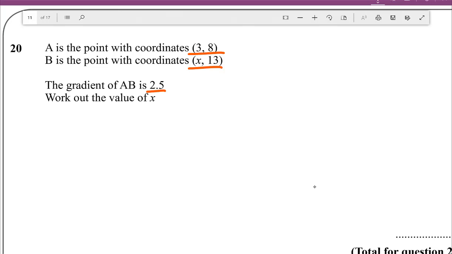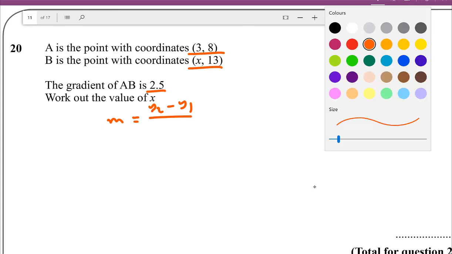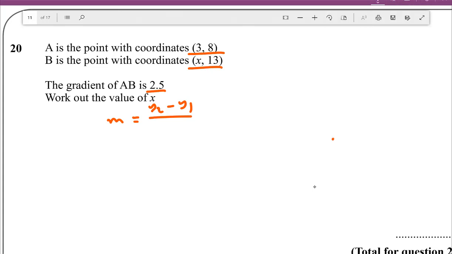Now we know that gradient is equal to the difference in y divided by the difference in x. So y2 minus y1. Let's reduce the ink a little bit because it's taking up too much space. I'm struggling with the space here.